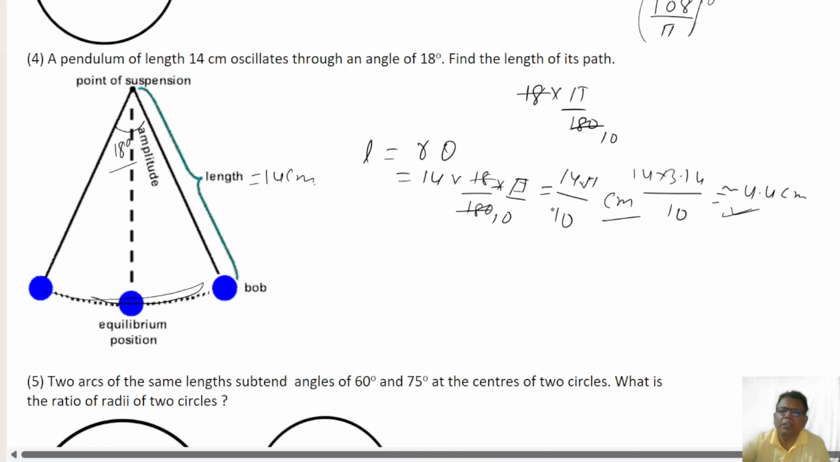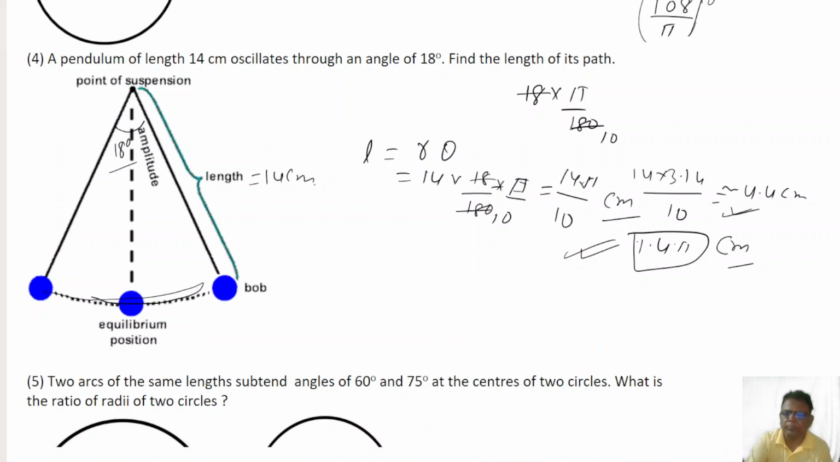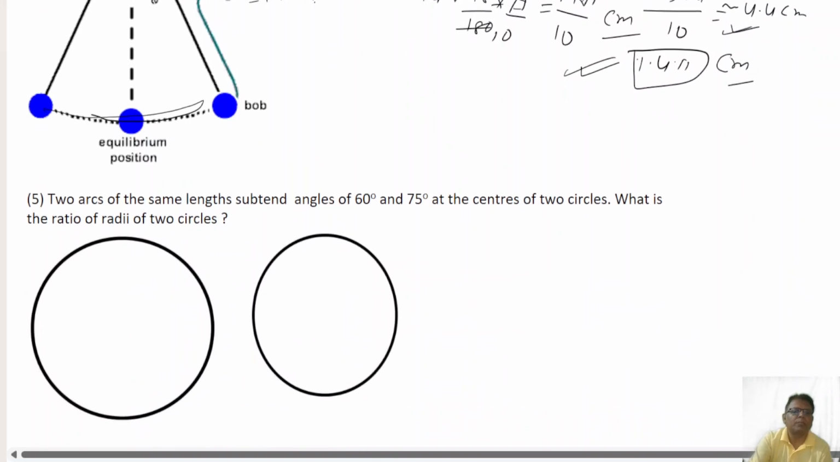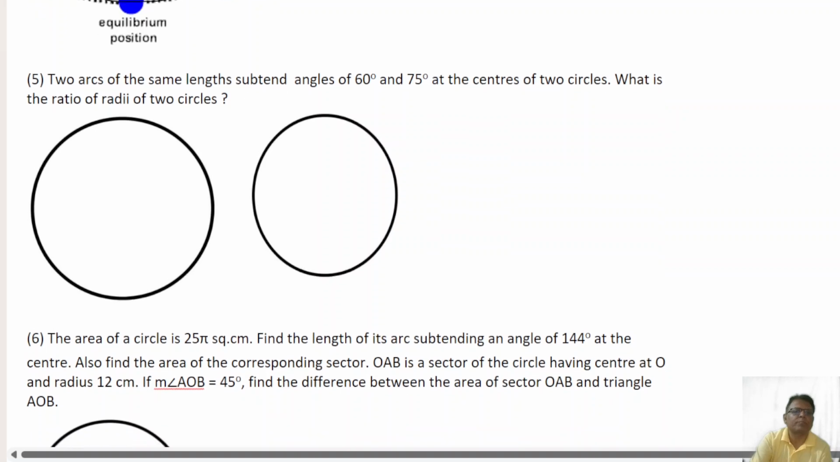So you can write this, or you can write 14 pi by 10. That is also good. It is not a wrong answer. So centimeters. But the unit is very important. You must write the unit. Now come to the fifth question.